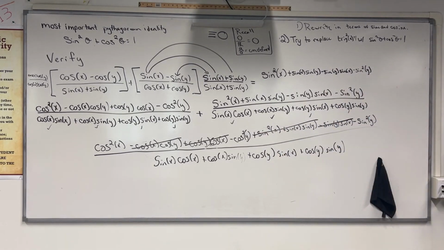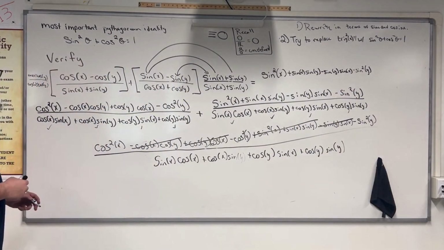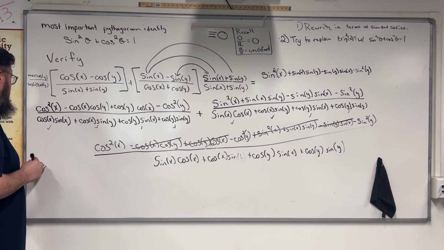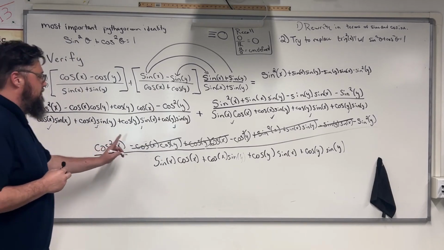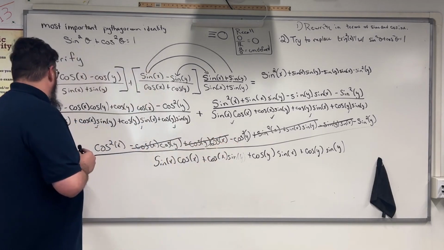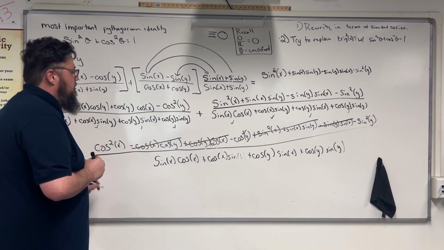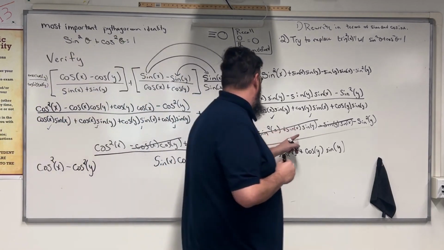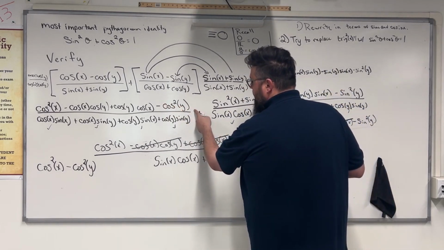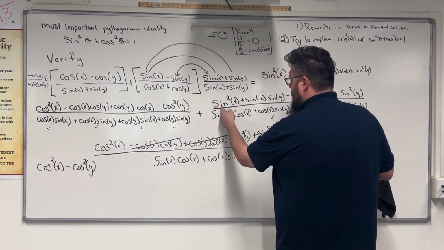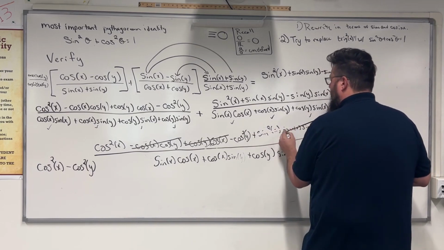And then we're going to be left with, not a lot of room on the board. And we have cosine squared x, gone, gone, minus cosine squared y. Gone, gone. Cosine squared x minus cosine squared y. I crossed the wrong part out. Got a little overzealous there.